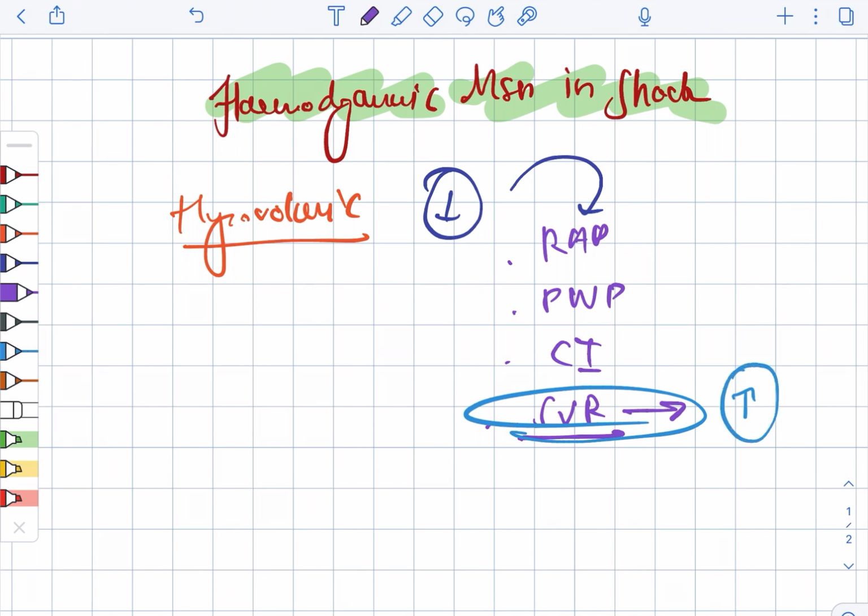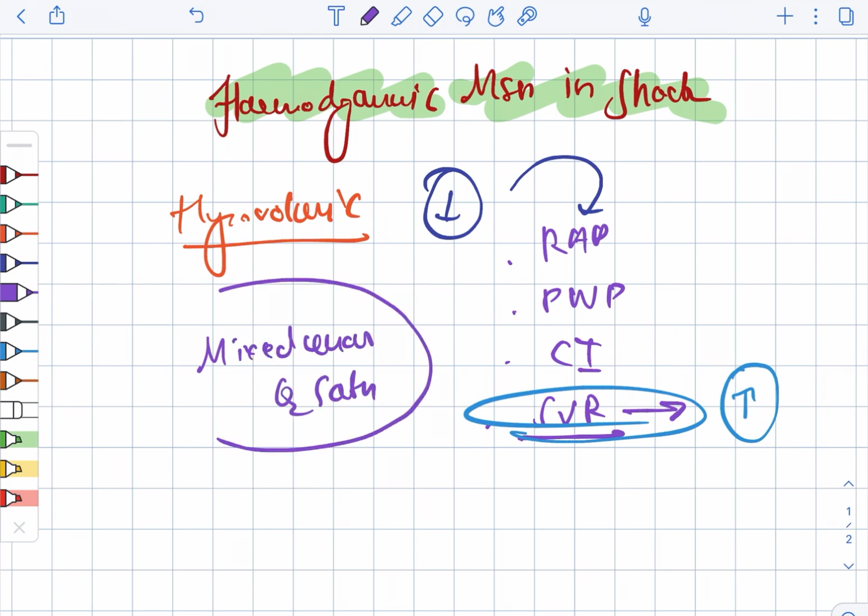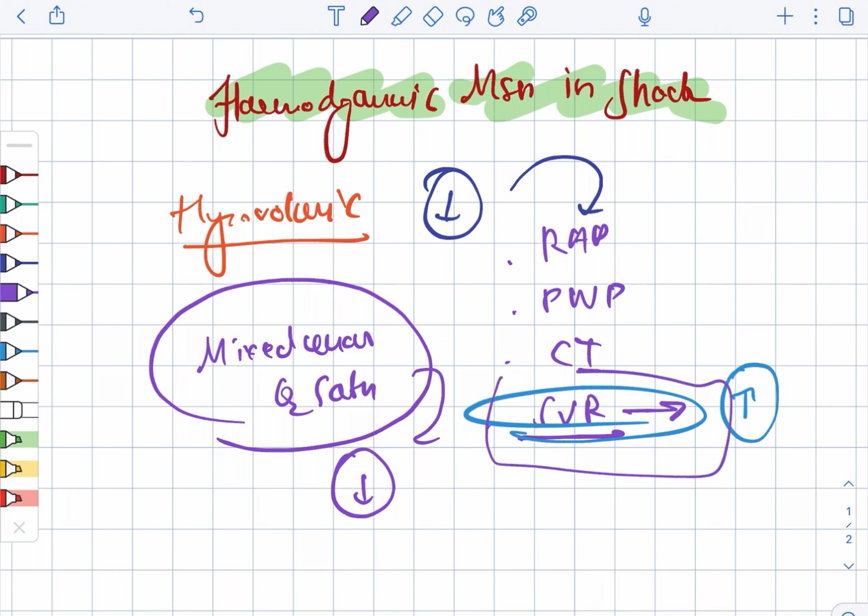Whereas the others, such as the mixed venous oxygen saturation, are decreased as well. So the only thing which is increasing in hypovolemic shock is the systemic vascular resistance.